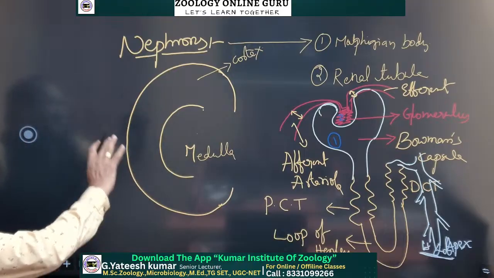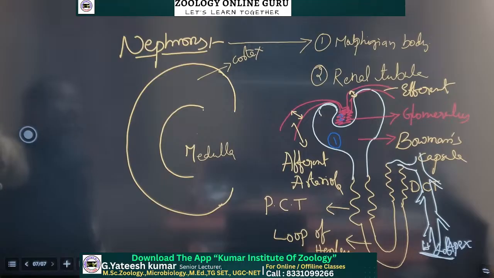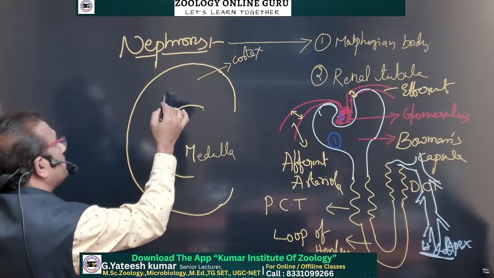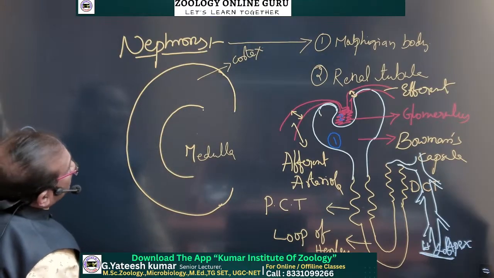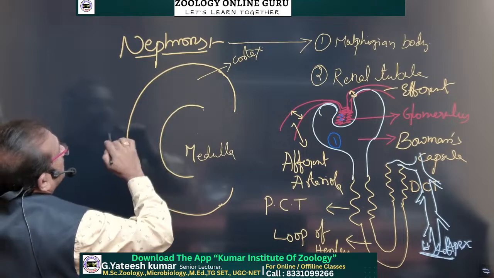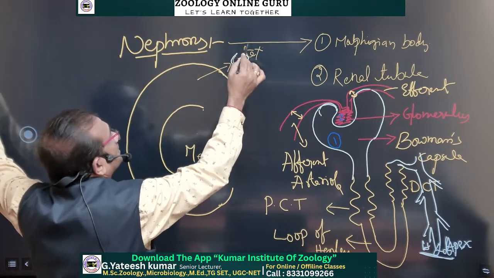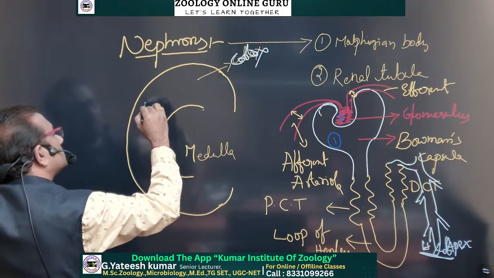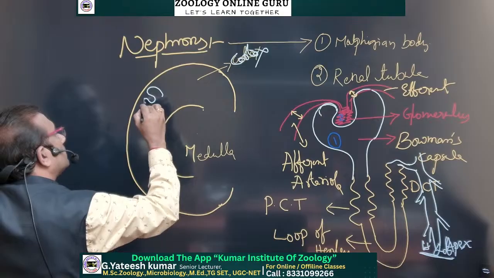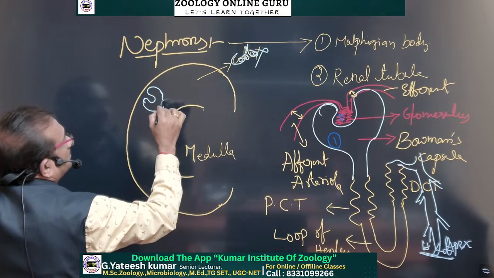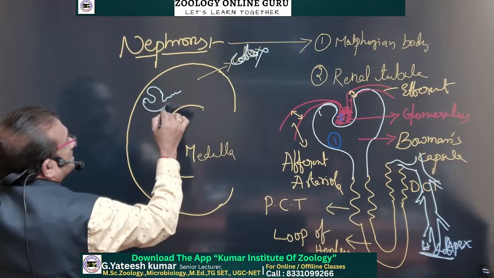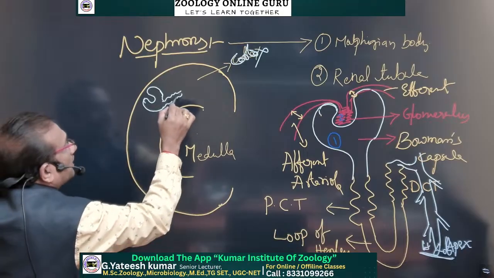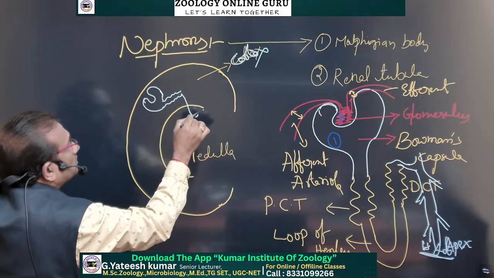Coming to the kidney, now we'll discuss how these nephrons are arranged in the kidneys. The major portion of the nephron is located in the cortex area. Suppose a nephron looks like this: this is the Bowman's capsule, this is the proximal convoluted tubule, and then there is the Henle's loop.